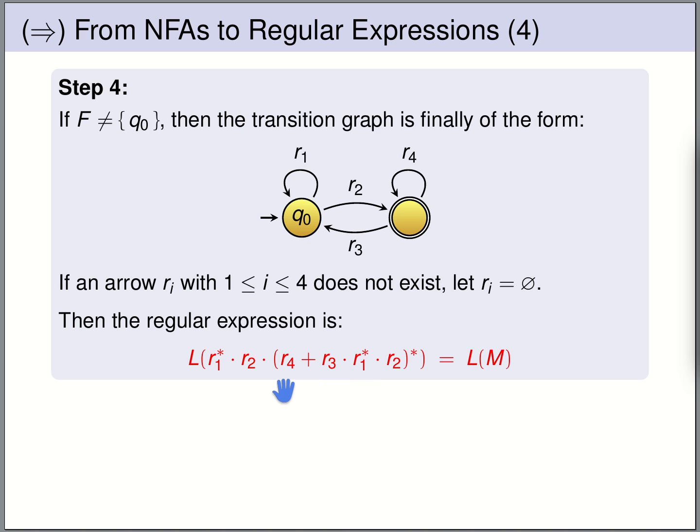So these are the 2 options for path from the final state to the final state. And we can mix them in arbitrary ways. So we can take a number of times R4, then R3, R1 star, R2. So whatever we like, and we can do so an arbitrary number of times.